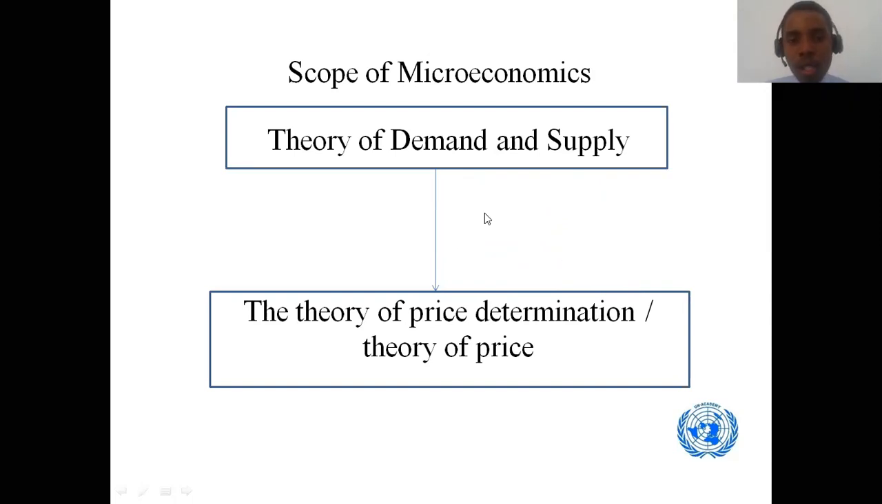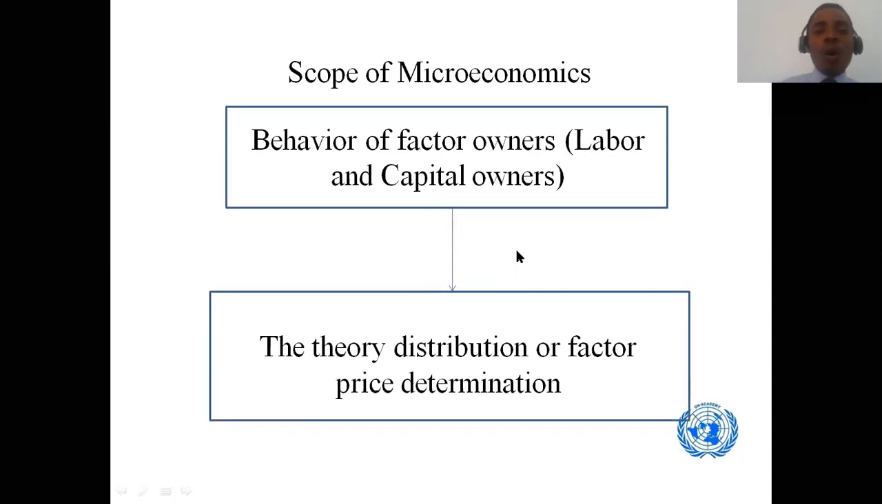So that has to do with the theory of price. And let's go further. Now, under the behavior of factor owners, you know the factors of production that we mentioned earlier: labor, land, capital, knowledge, and time. The behavior of factor owners, what does it lead to? It leads to the theory of distribution of factor price determination. So the prices of factors of production will be decided as a result of the behavior of factor owners. You're going to see that as we go on.